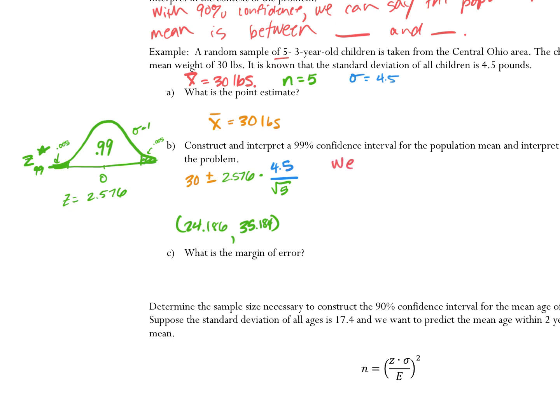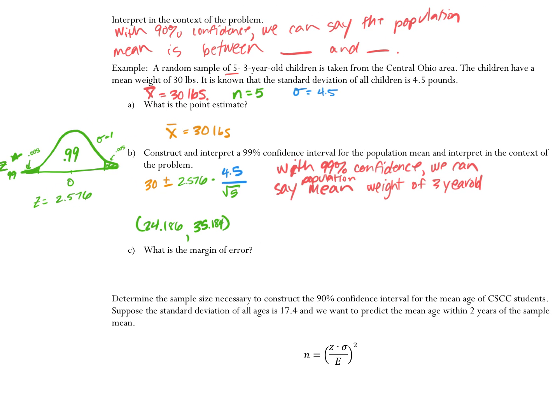The way we interpret that is we would say with 99% confidence, we can say the population mean weight of 3-year-olds in Central Ohio is between 24.186 pounds and 35.184 pounds. That's our estimate.